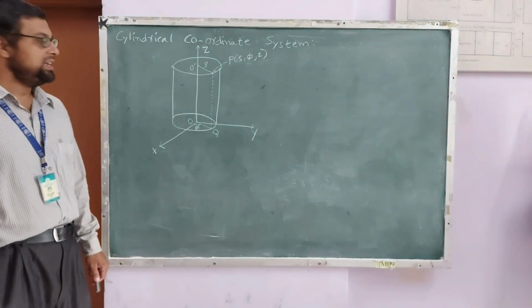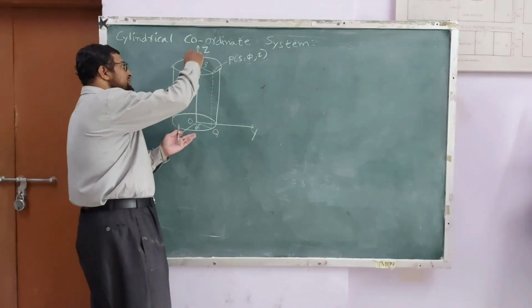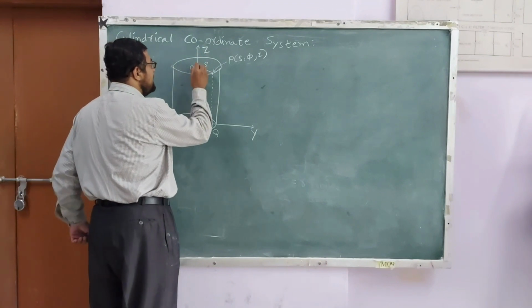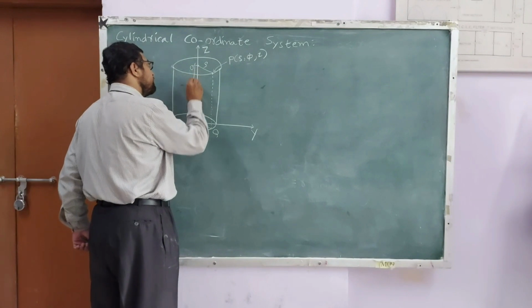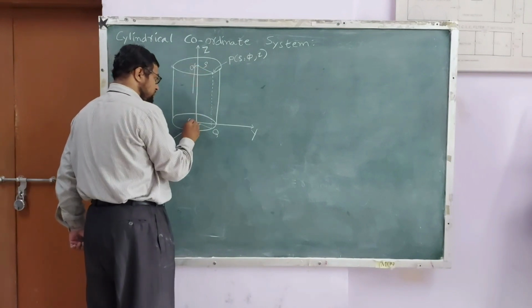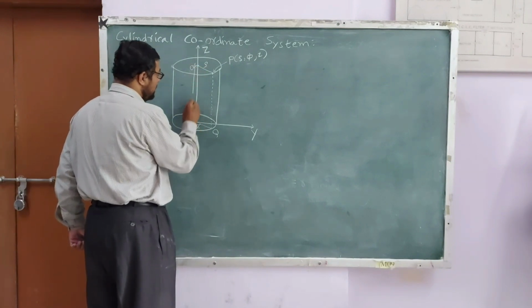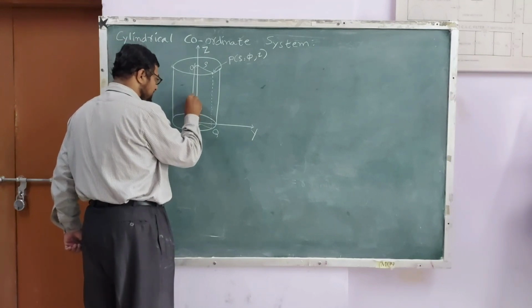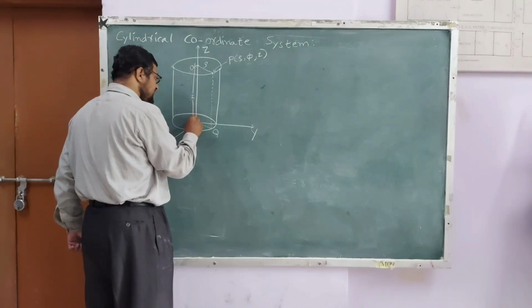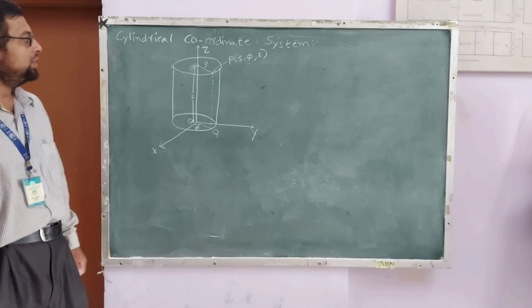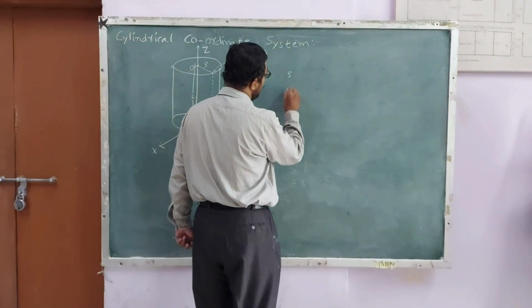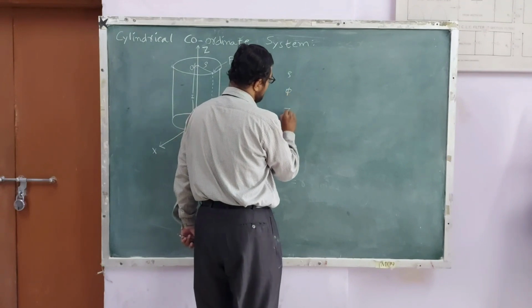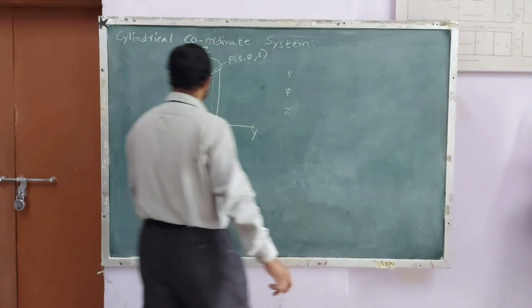And the third coordinate is nothing but the height of this cylinder. So the height of this cylinder from here to this O is nothing but our z coordinate, which is the same as the Cartesian z coordinate. So here we have three coordinates. One is rho, another is phi, and the third one is small z, the z coordinate.